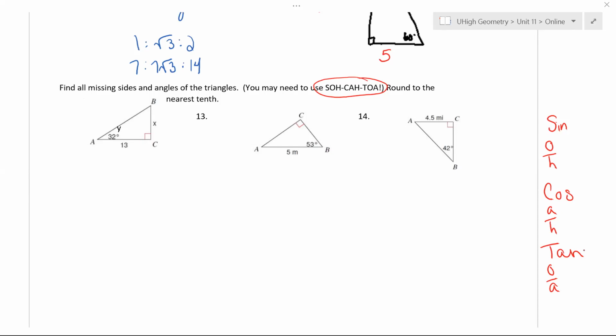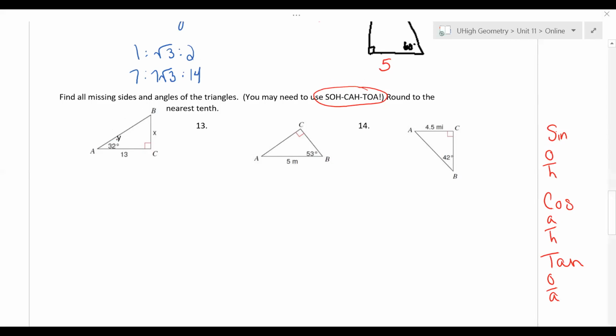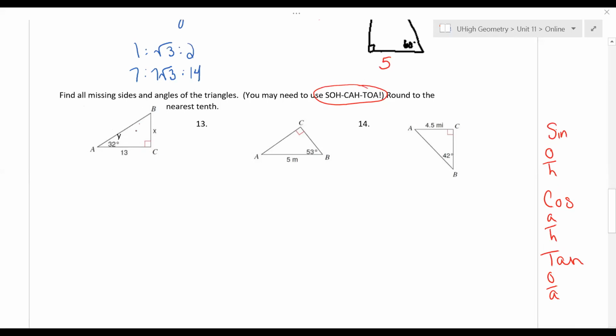So in this very first one here, we are given the angle A is 32, and we want to find X and Y. Well, if A is 32, and I have a 90-degree triangle, I could figure out angle B by doing 180 minus 90 minus 32, and I would find that B is 58.